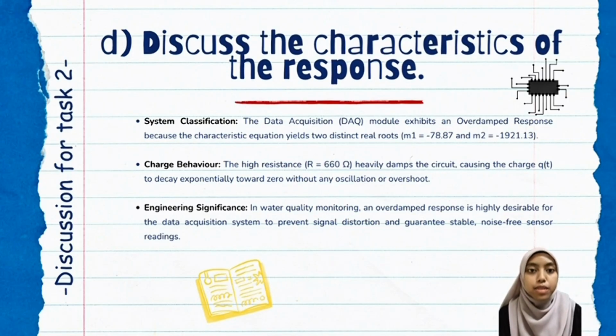Finally, for part D, we discuss the core characteristics of the DAQ model. The system exhibits a highly overdamped response because its internal electrical resistance is remarkably high. This excessive dissipation of energy prevents the signal from experiencing unwanted oscillations or overshoot. In water monitoring applications, this rapid stabilization is critical to prevent signal distortion and guarantee stable data capture.